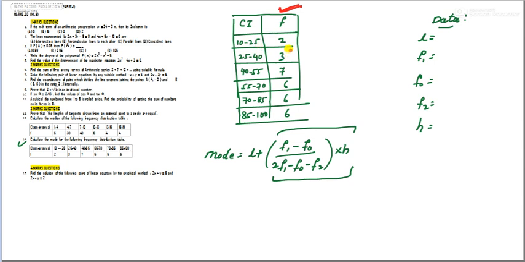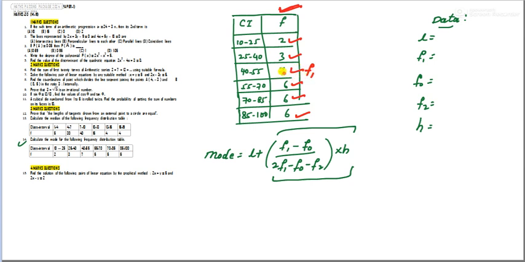Okay, see. The biggest value in this frequency column is 7. The values are 3, 7 and 6. So the biggest value here is our f1.